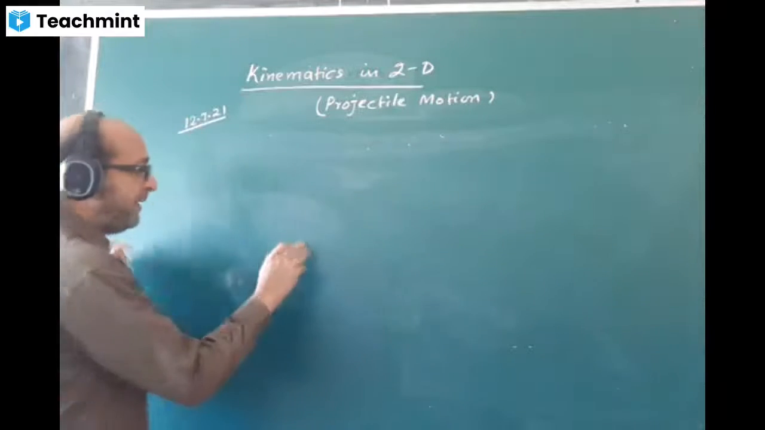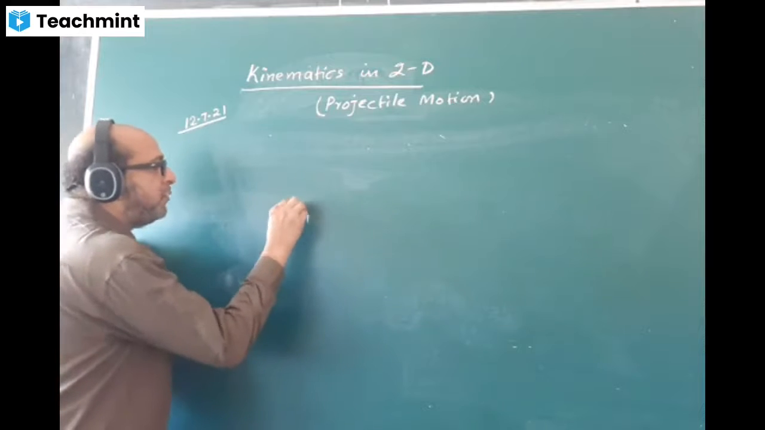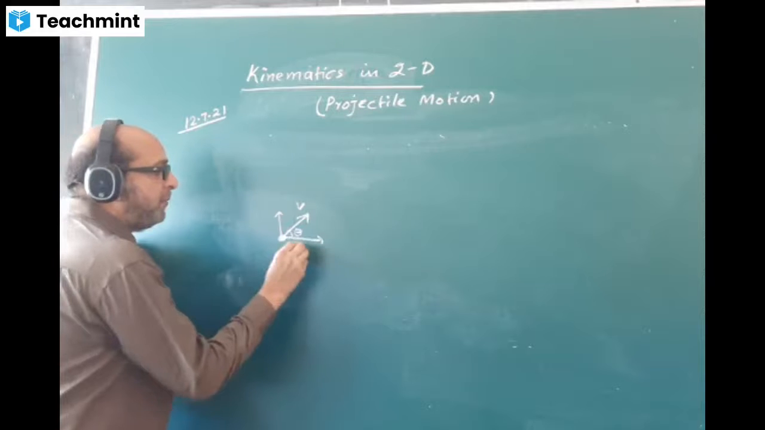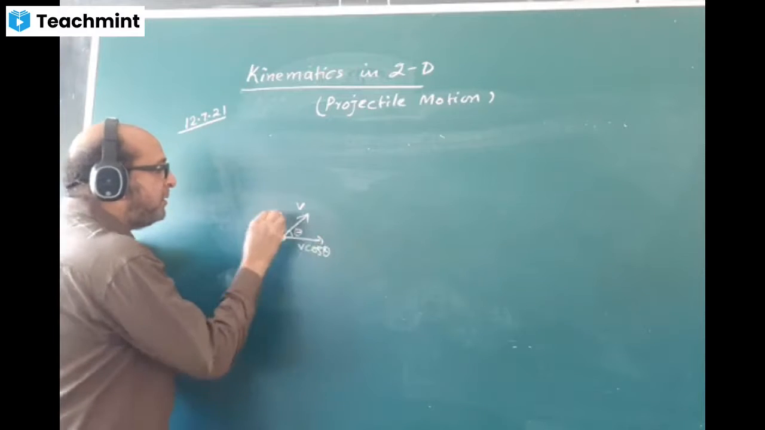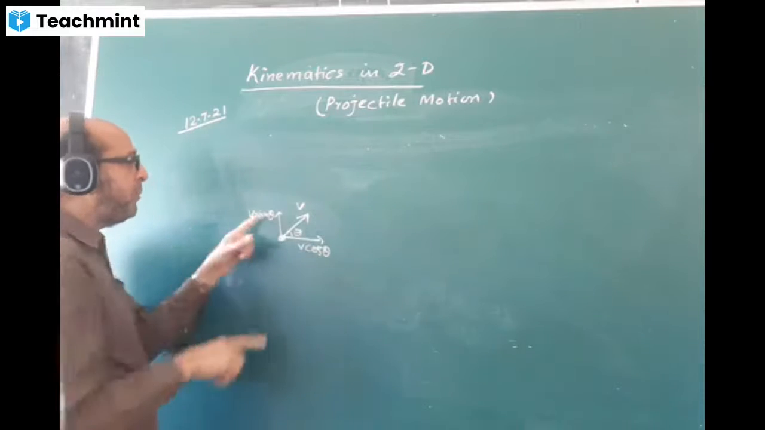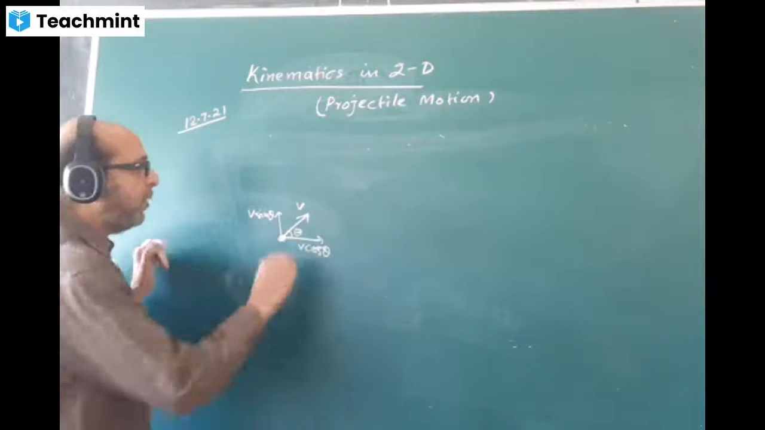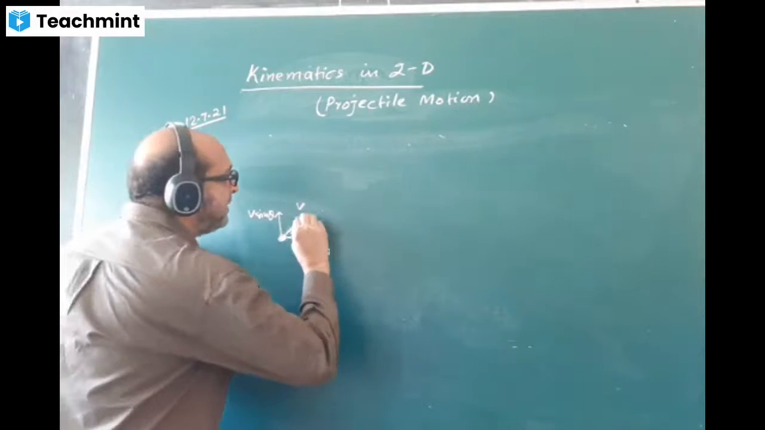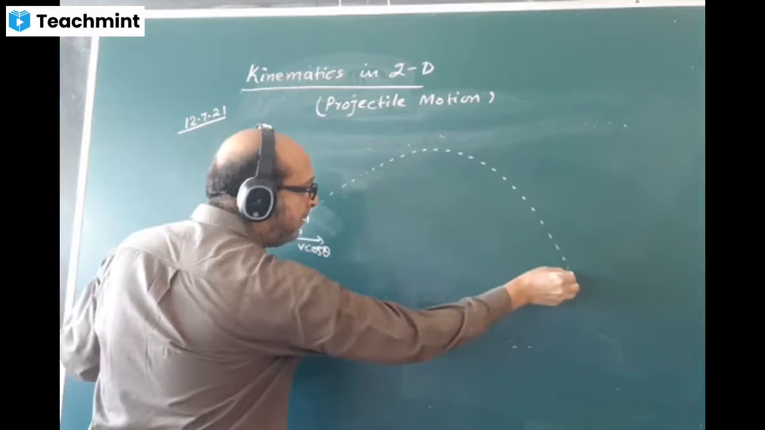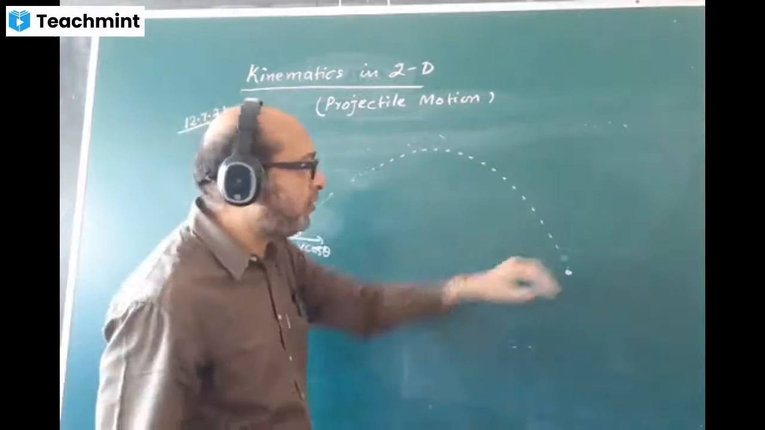I show you the motion over here, just see. A body is thrown with a velocity v. Here is the theta. Here we have v cos theta, and this will have v sin theta. Two components. This component is responsible for vertical motion, and this component is responsible for horizontal motion. And the body is going to acquire a path like this, and fall down on the ground.